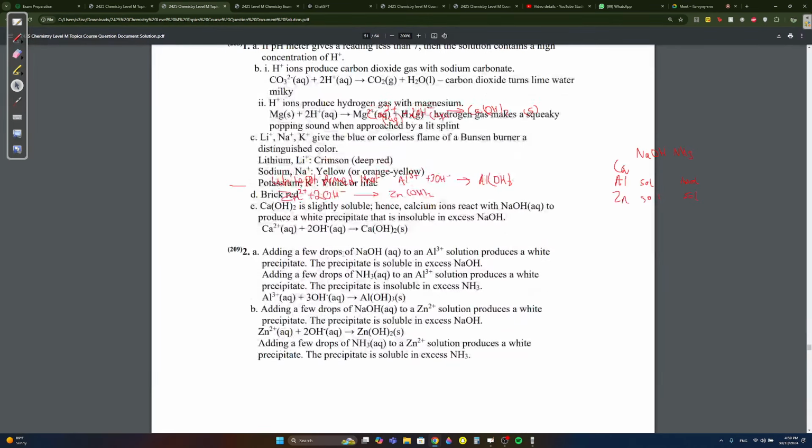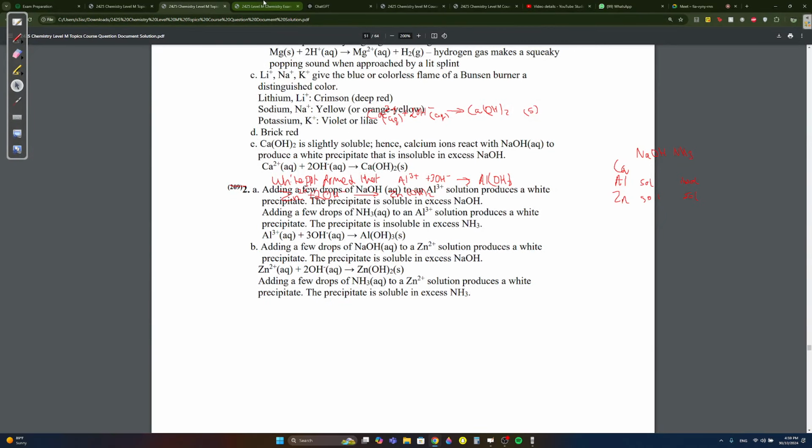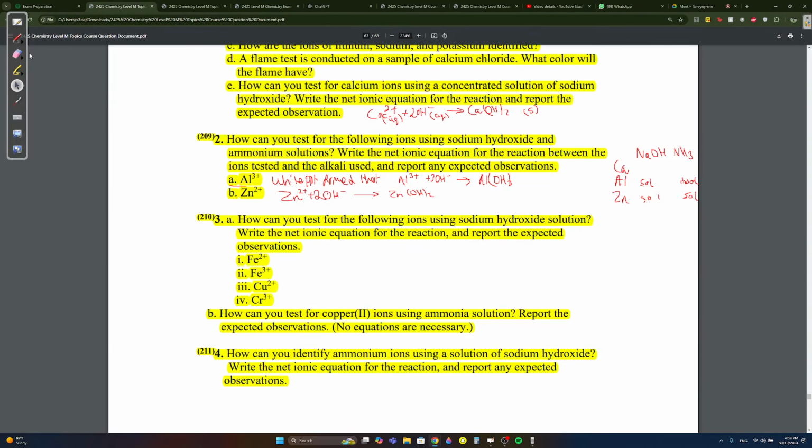And if you add drops, it produces a white precipitate that is soluble in excess, insoluble in NH3. We wrote all of this. Oh, come on, you have to put state symbols, guys. Solid, solid, aqueous, aqueous, aqueous, aqueous.